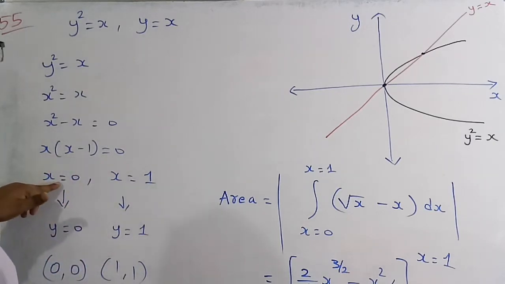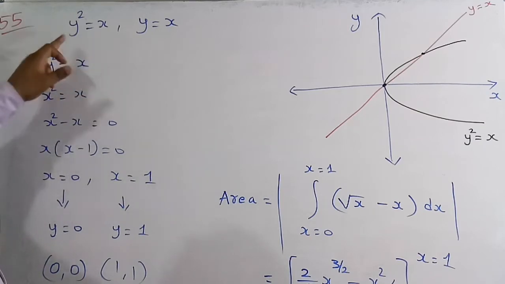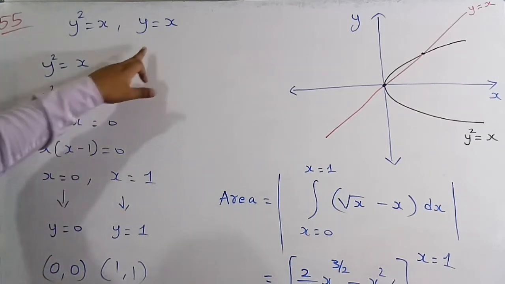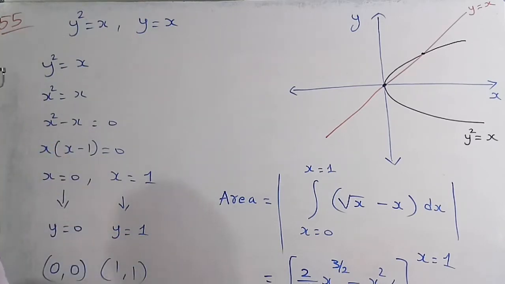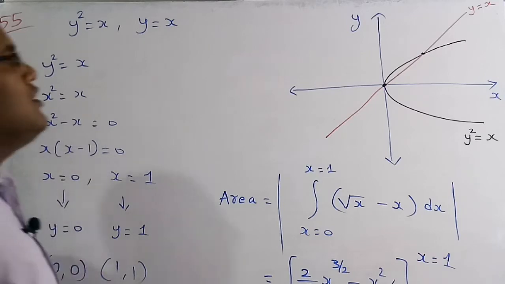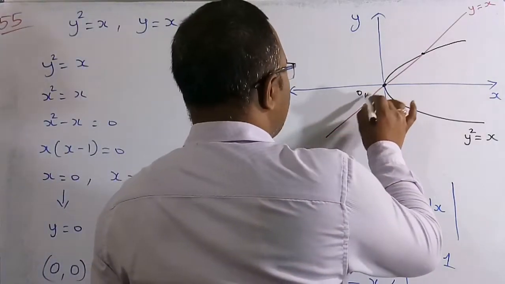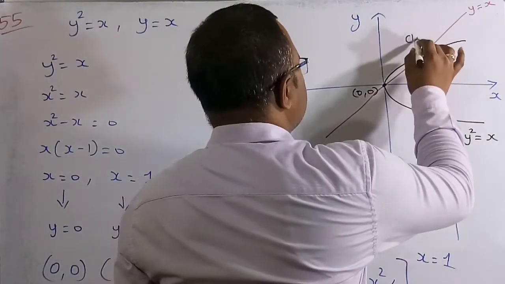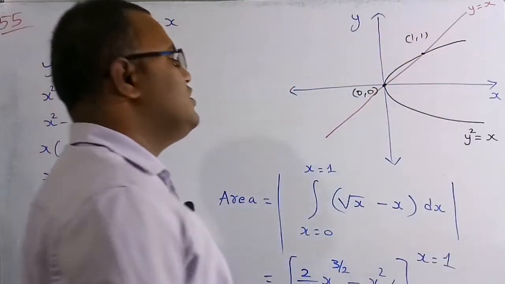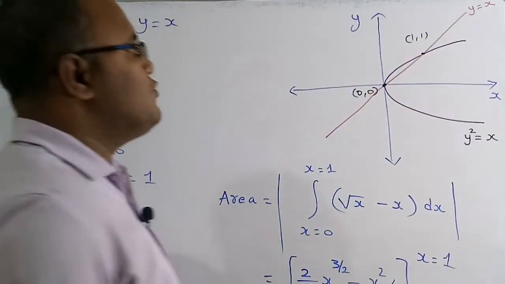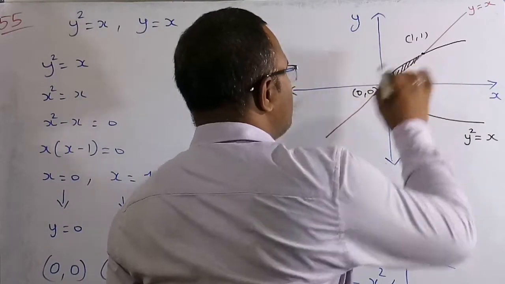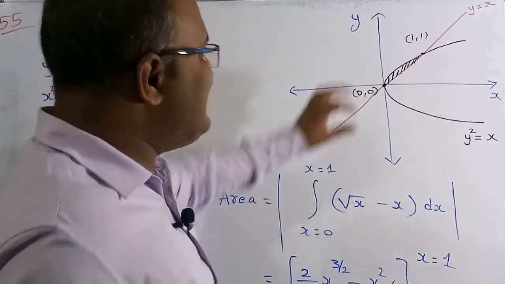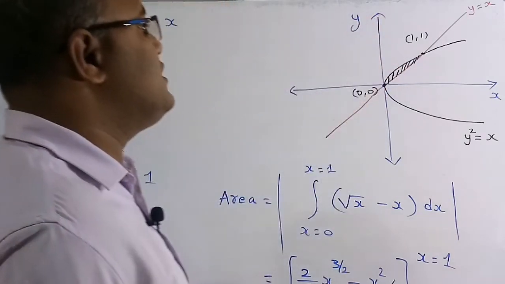If x is equal to 0, if I substitute in this equation, then I get y is equal to 0. If x is equal to 1, if I substitute in this equation, then I get y is equal to 1. So these are the two intersection points, which are 0, 0 and 1, 1. So this is 0, 0 and this is 1, 1. These are the two intersection points of these two curves. So now we have to find the area which is bounded between these two graphs, the net area between these two curves.